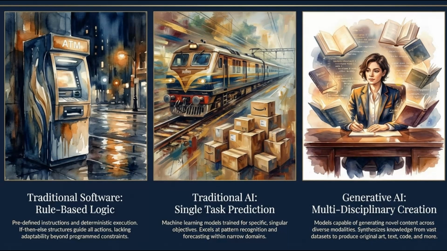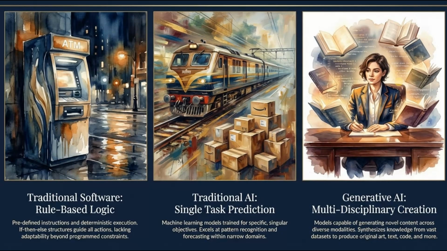If we talk about an example, imagine you have a new intern joining your team. A traditional AI system is like a very specialized employee who can only do one specific task brilliantly.